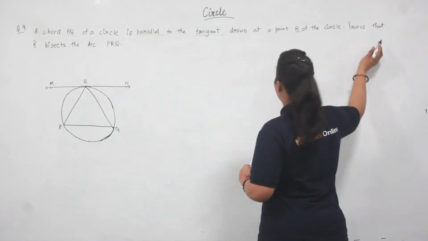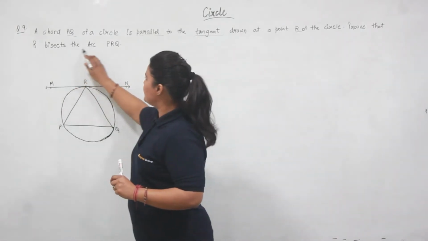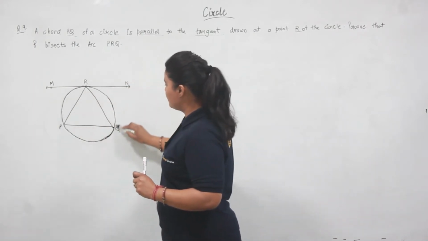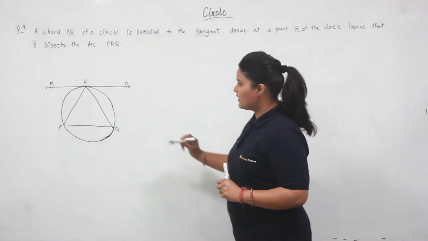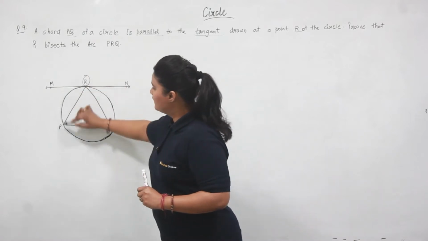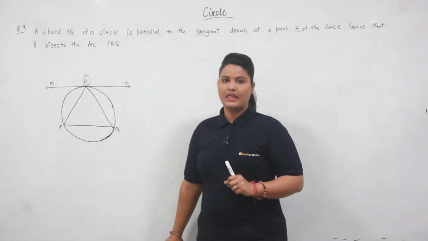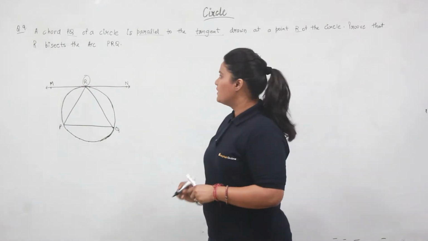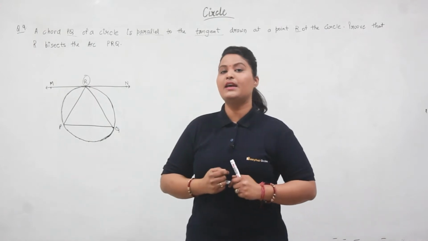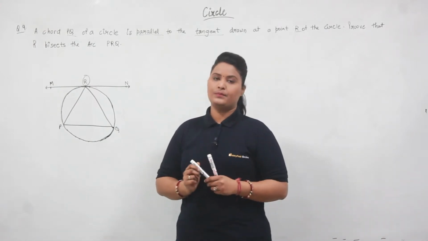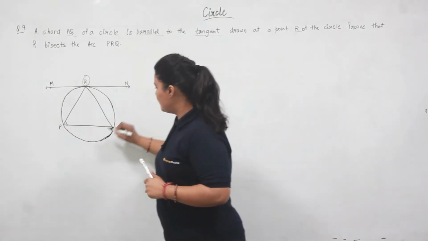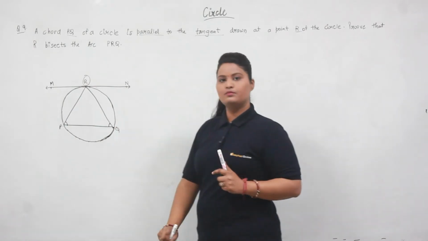Now prove that R bisects the arc PRQ. We have to prove that this is the arc. Okay, you all know what an arc is. We have to prove this point R bisects the arc PRQ. Clear? Okay, so for proving that point R is bisecting the arc PRQ, what do we have to prove? Basically, we have to prove that angle P is equal to angle Q.